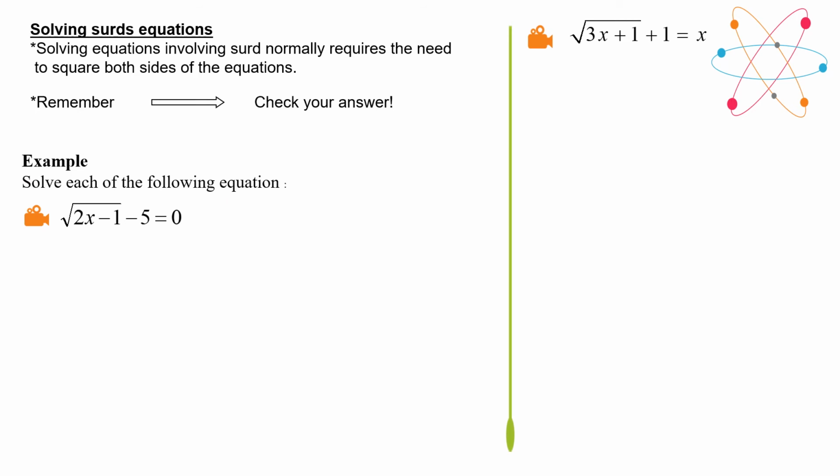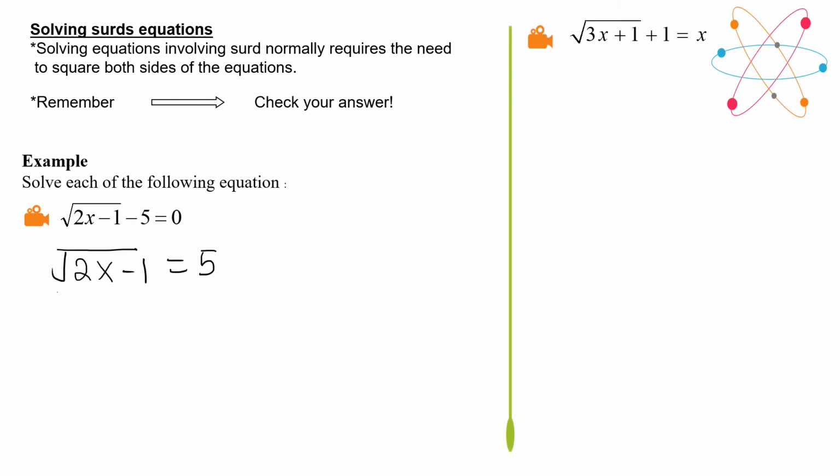Solving surd equations. Solving equations involving surds normally requires squaring both sides of the equation. Remember, check your answer. Example, solve each of the following equations. First example, surd 2x minus 1, minus 5 equals 0. First step, transfer negative 5 to the right-hand side. Now, we want to apply the method of squaring both sides.